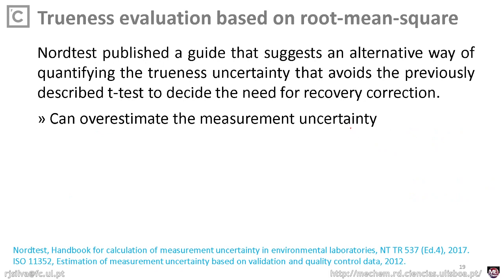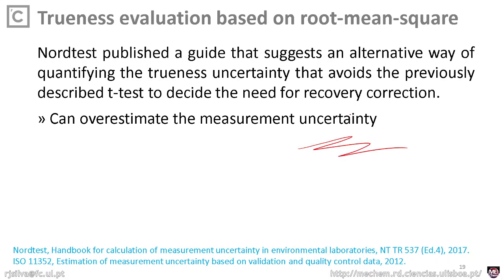Some years ago, Nordtest proposed an alternative way of dealing with these systematic effects. The idea is also to simplify the process by avoiding the t-test and the decision to correct or not correct for recovery. The authors believe that this can be a problem, but this approach, although a little more simple than the previous one, can overestimate the measurement uncertainty.